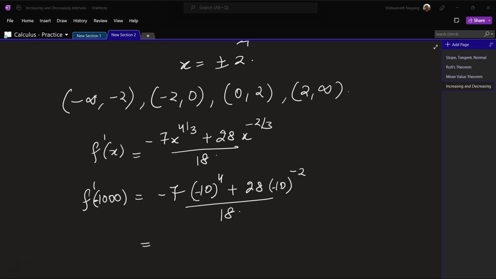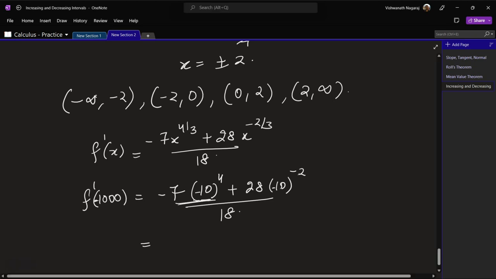Now here we don't have to evaluate it completely. Just notice this, that this number is going to be bigger. Absolute value of this will be bigger than this. And this is going to be a negative number. So that means the overall result will be negative, which means this is going to be descending.